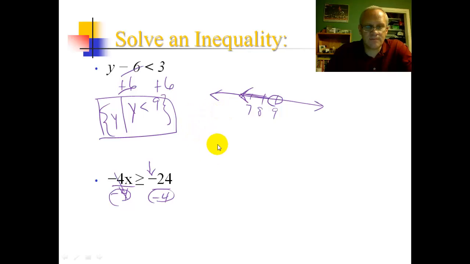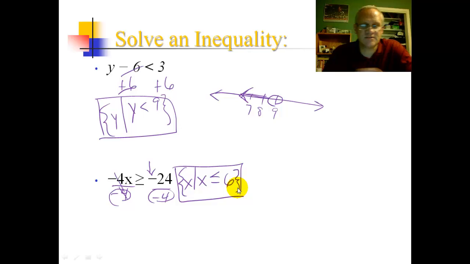So when we do that, then we have x is less than or equal to, we flip the sign, and negative 24 divided by negative 4 is a positive 6. And again, if we want to try to put that into set builder notation, it would look like this. The set of numbers x where x is less than or equal to 6.